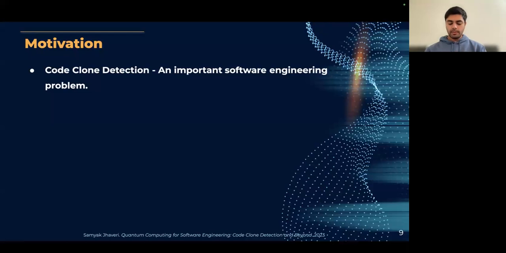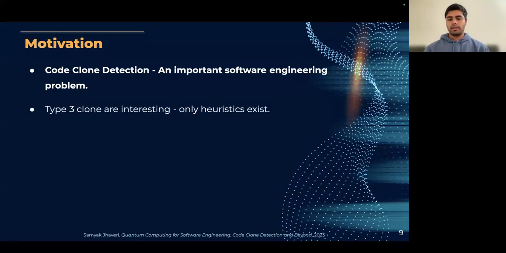Okay, so what's the motivation behind this work? Code clone detection is an important software engineering problem. We know that, and it is an actively studied area of research in software engineering. Type 3 code clones, the ones that I just mentioned with the ordering changed or with some lines added or removed, are very difficult to detect, and they're computationally intensive to detect.